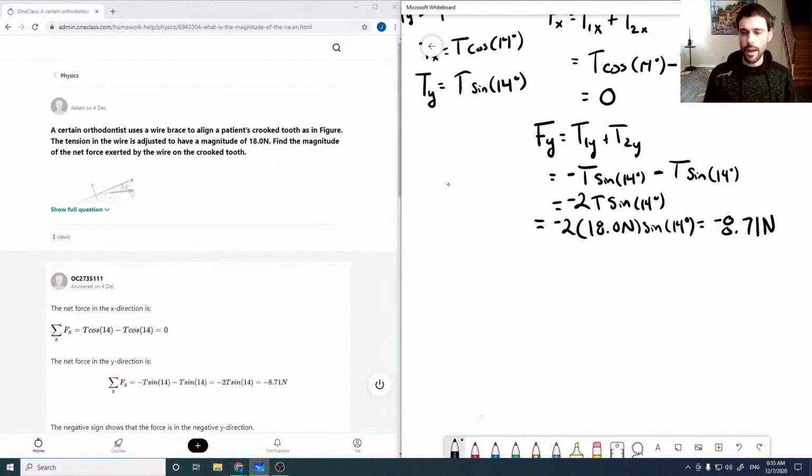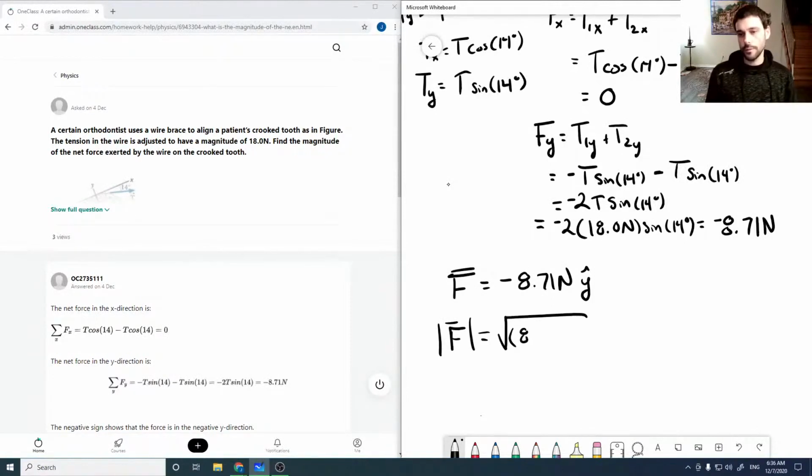Okay, and so it asks for the magnitude of the force. So our total force is just minus 8.71 newtons in the y-hat. But our magnitude of our force is the square root of this squared, which in this case, because there's no x, it basically just removes the sign. So 8.71 newtons. So our net force acts in the negative y direction, pulling the tooth in, while the magnitude of the force is just 8.71 newtons.